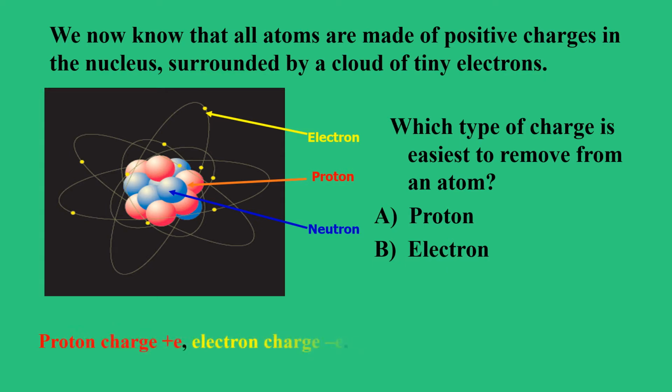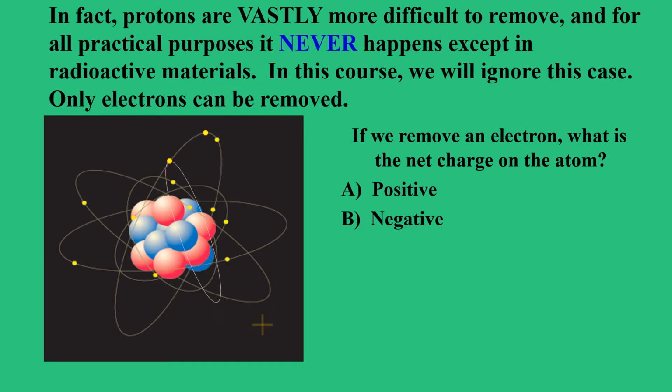We now know that all atoms are made of positive charges in the nucleus surrounded by a cloud of tiny electrons. Which type of charge is easiest to remove from an atom? A. Proton or B. Electron? The answer is electron. In fact, protons are vastly more difficult to remove, and for all practical purposes, it never happens except in radioactive materials. In this course, we will ignore this case. Only electrons can be removed.